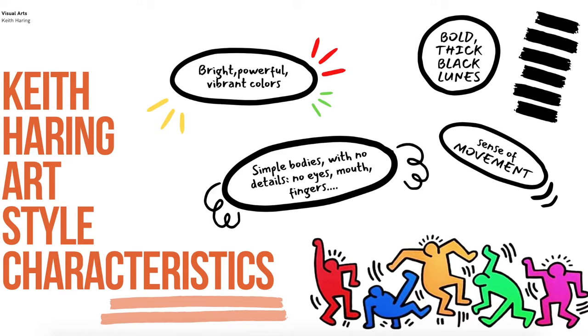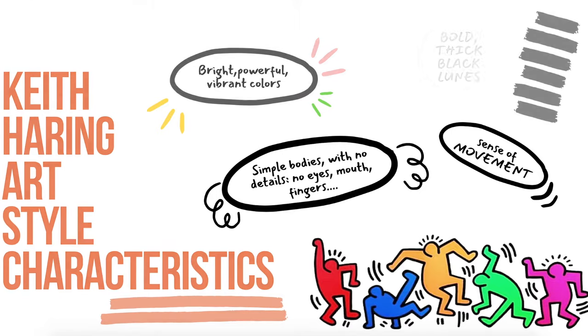As you can see, they don't have details. They don't have eyes, nose, fingers, mouth. They are very simple, but still, you can tell they're human bodies. In third place, you can see how he uses very bold, thick, black lines to outline those figures. And last, but not least, we can appreciate a sense of movement, like those figures are dancing, moving, walking. Those are the four main characteristics of Keith Haring's art style.